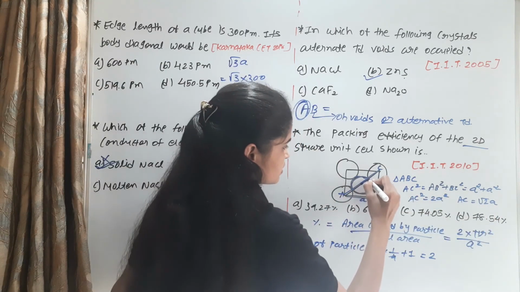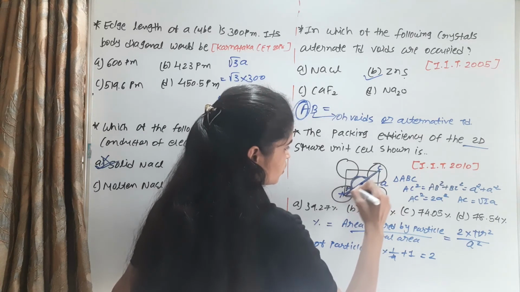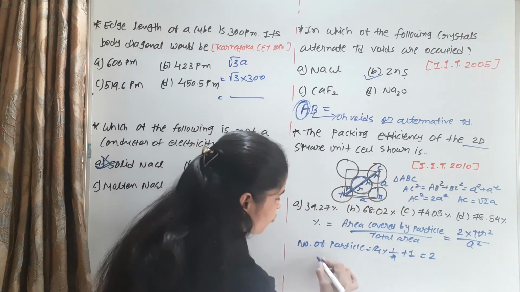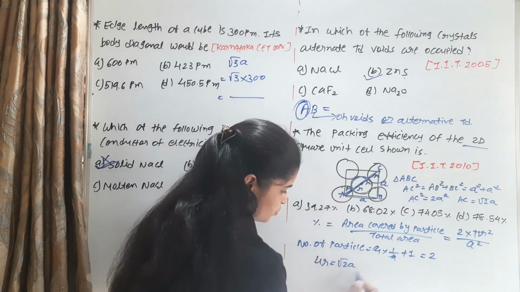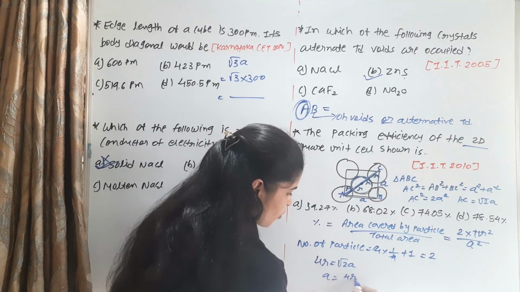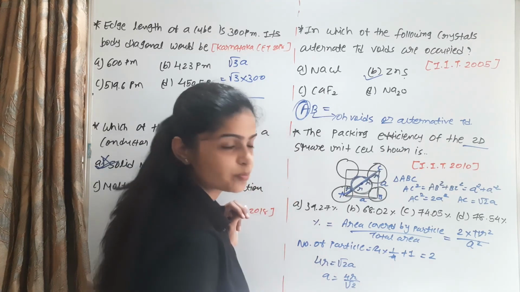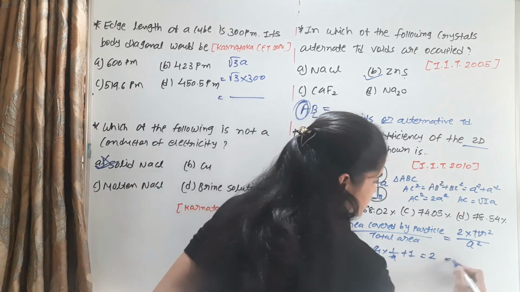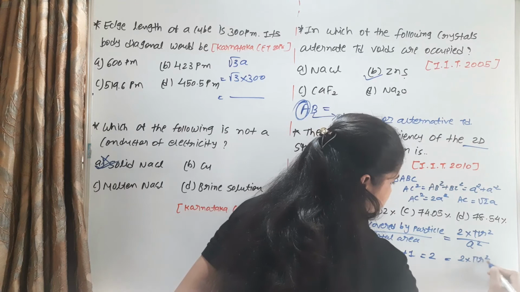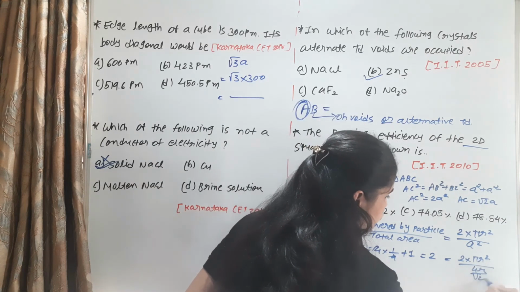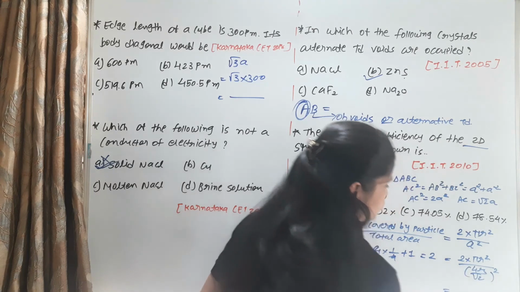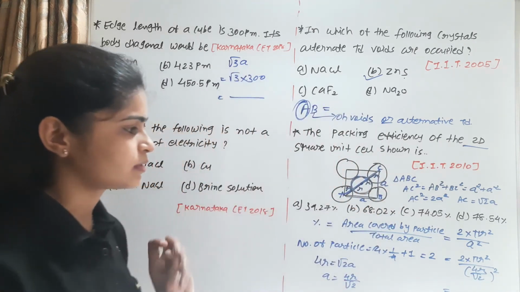But we know this is the R value, a total of 4R. So AC is equal to 4R, and 4R is equal to root 2 a. So a is equal to 4R by root 2. Put this value in the equation: 2 into pi r square divided by (4R by root 2) square. Then solve it, and it gives the answer.